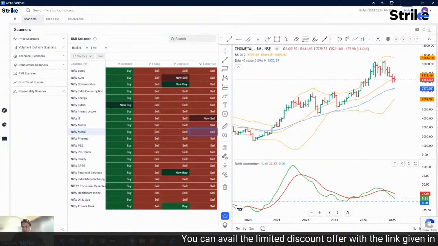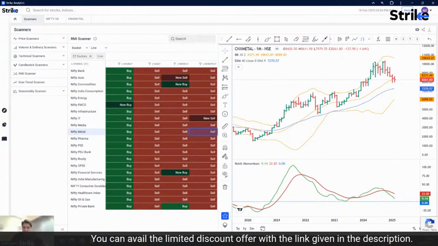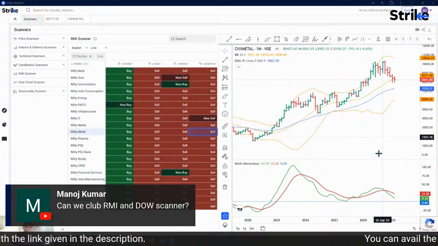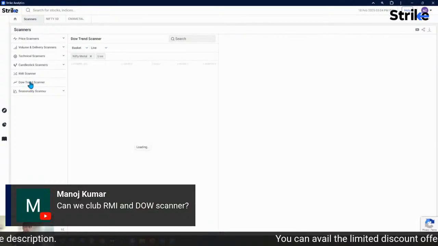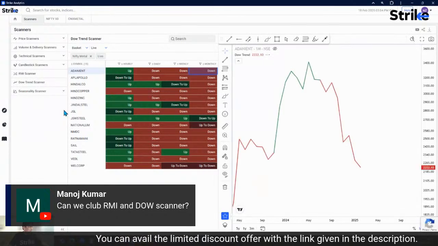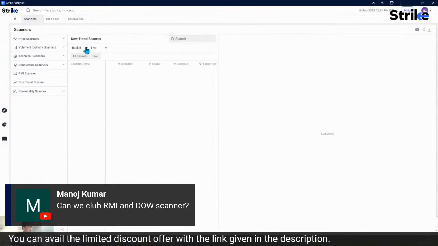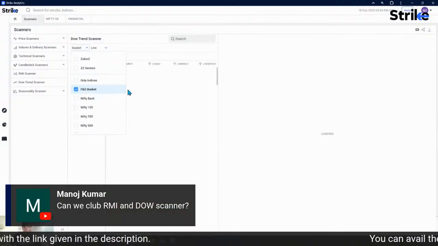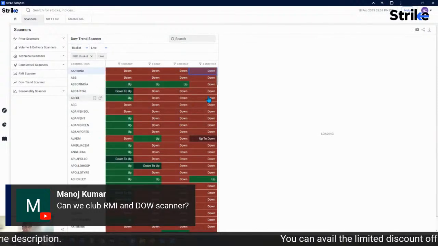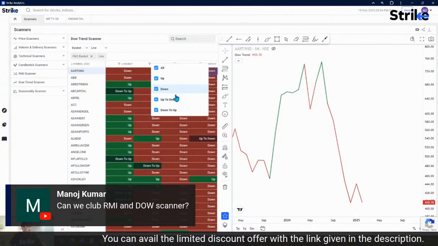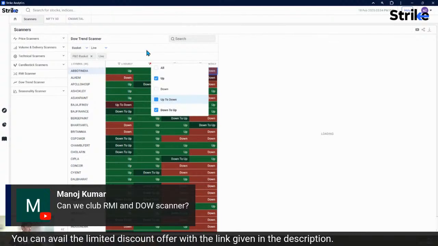You can make a list of all those stocks. Yes, definitely. So Manoj Kumarji, I told you a way how you can club both of them together. I explained that you can go to the Dow Trend Scanner. I'm just revising this very quickly. Select the basket of your own choice. Let's say I want to select F&O stocks. Decide you are a short-term trader, then look at the daily chart and say I want all the stocks which are in green.